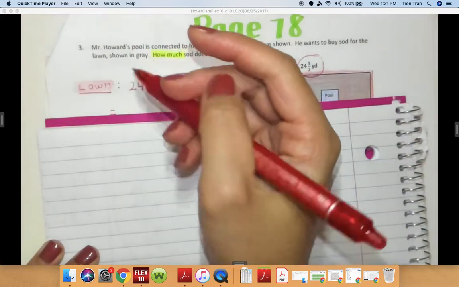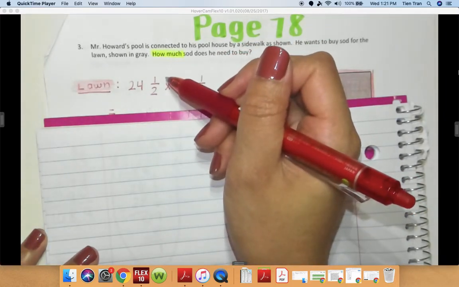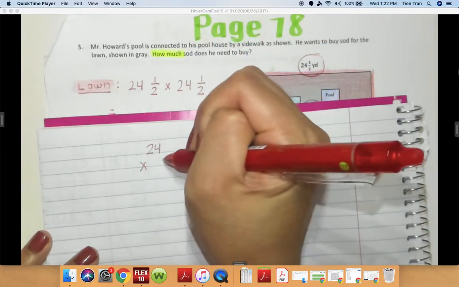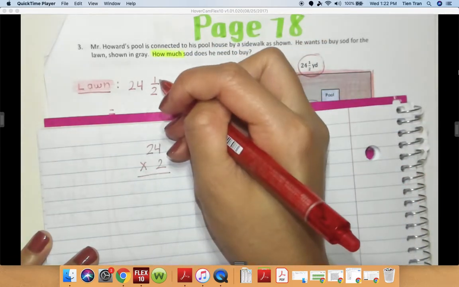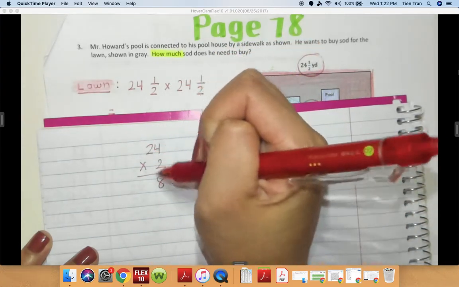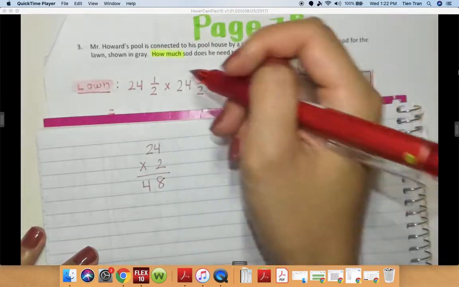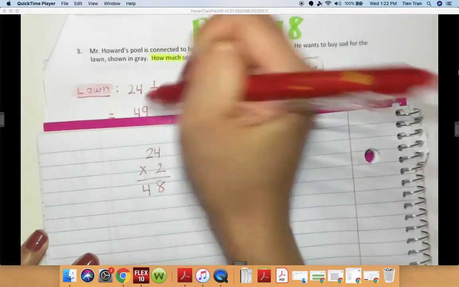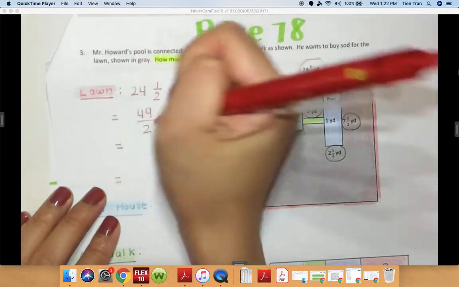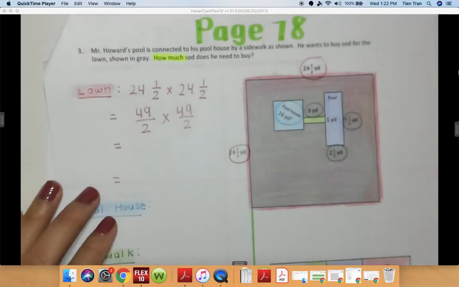Now I'm going to change this number from a mixed number into an improper fraction. So I'm going to multiply 24 times 2, and then I'm going to add the 1 at the top. So 4 times 2 is equal to 8, and 2 times 2 is equal to 4. I get 48. And then I'm going to add my 1, which gives me 49. My denominator stays the same. It's going to be 2. So I have 49 halves times 49 halves.